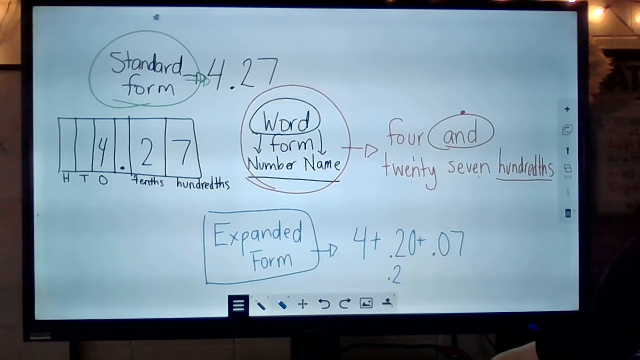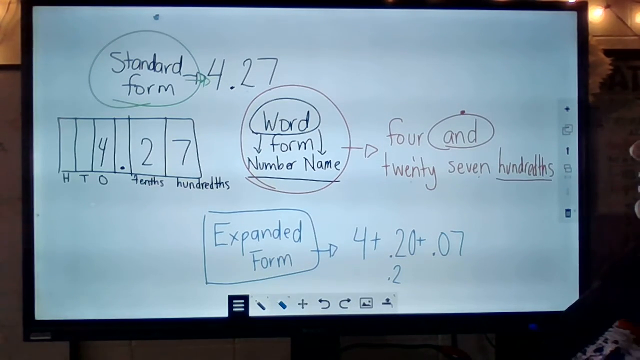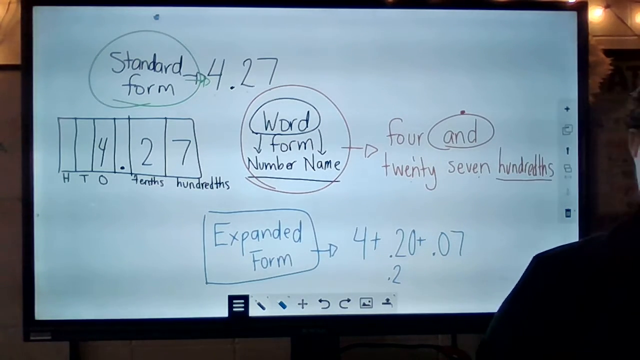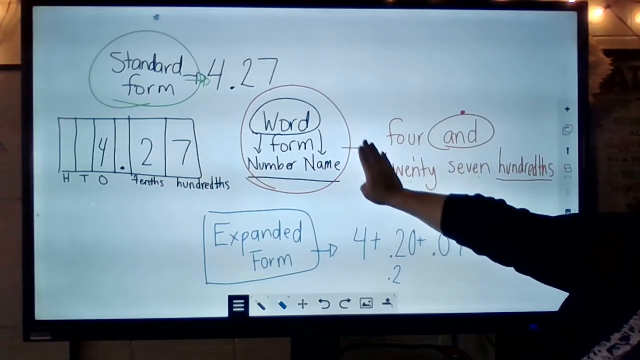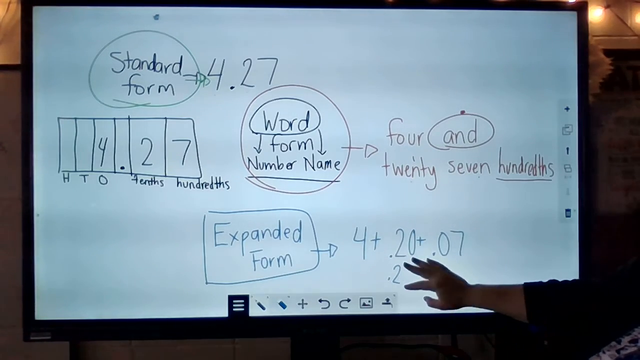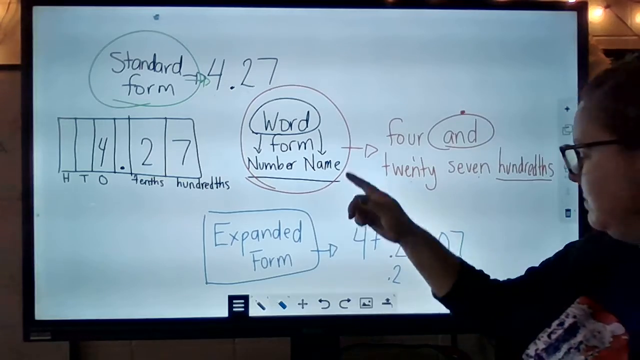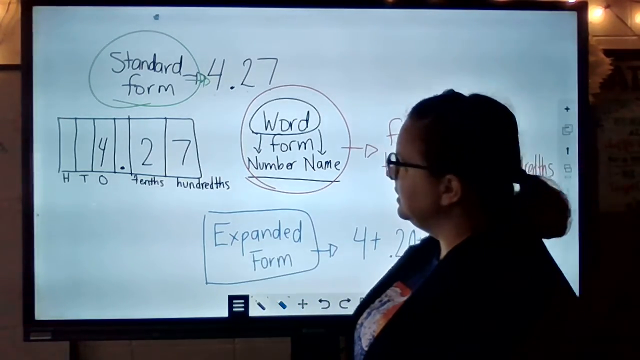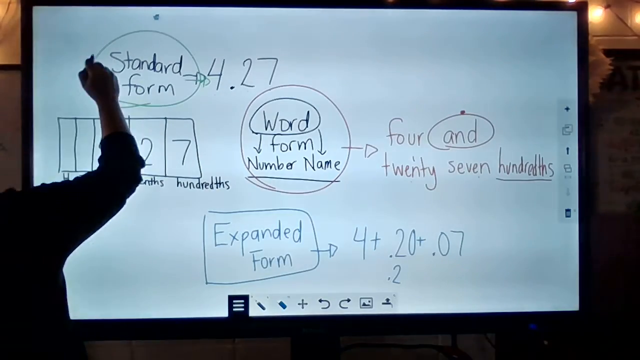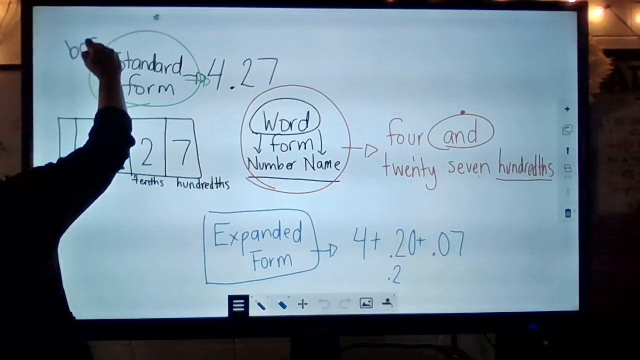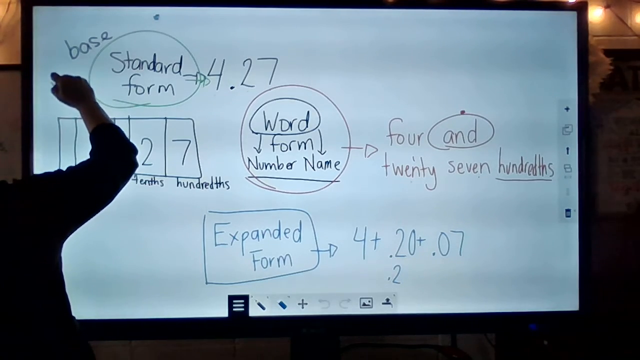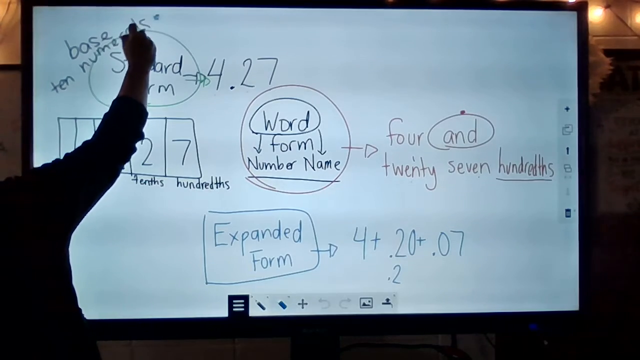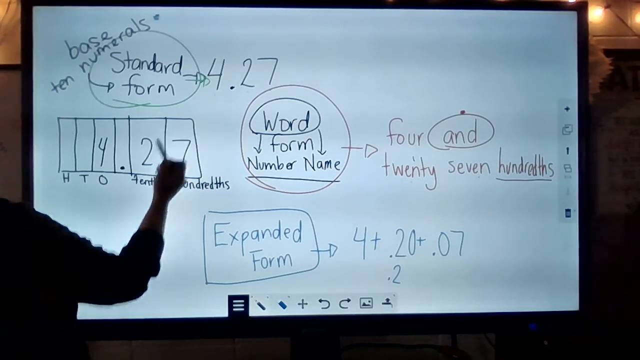So take this, pause the video, try to use a different decimal with somebody at home, practice it. You watch the video as many times as you need. But this is how you write standard form, word form, or number name is what it's also called, and expanded form. Sometimes standard form, I know it's confusing, and this is not my doing. This is the math people of the world. Sometimes standard form is also called base 10 numerals. So you got to know these mean the same thing. It's just a fancy way of saying a regular number.